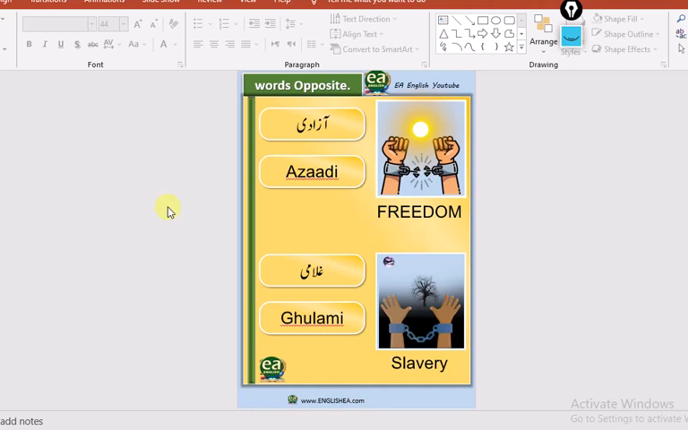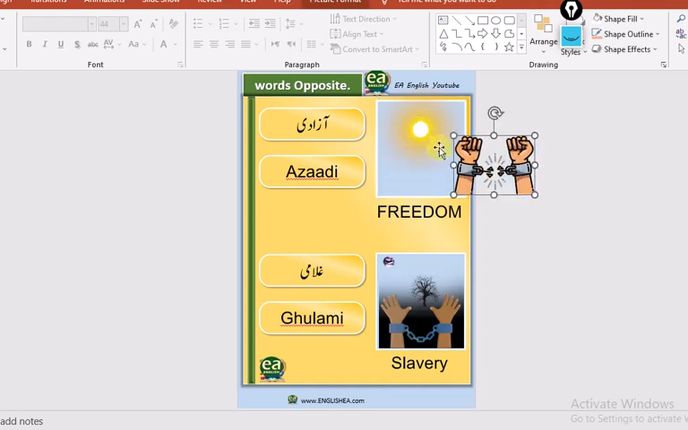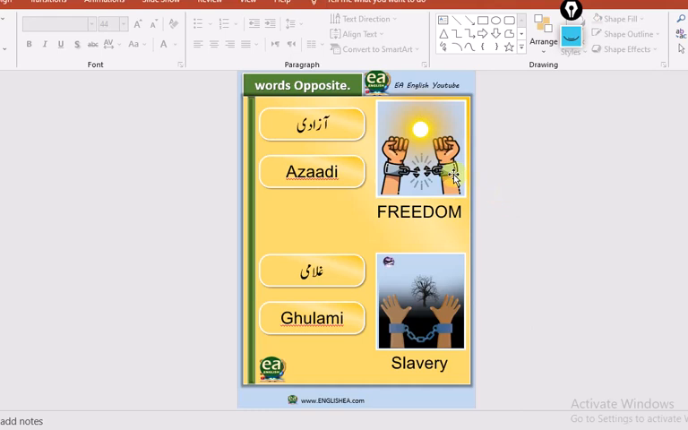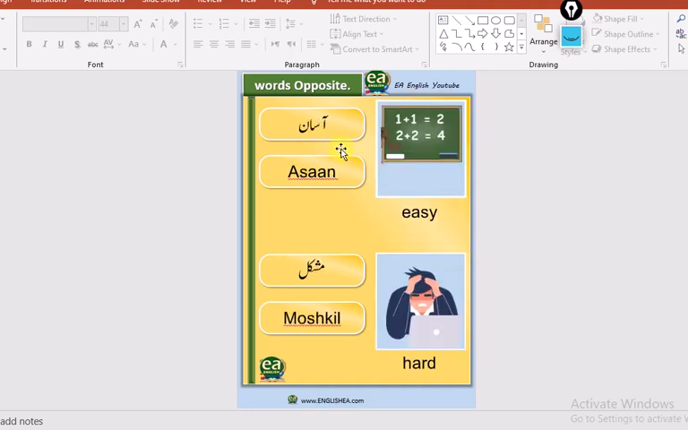Once you have completed those letters, then I will start teaching you words and opposites, which I'm still preparing with all my efforts. Inshallah, you will like it, words and opposites like freedom, slavery. In Urdu, we say Azadi, Gulami, Asan, Mushkil, easy and hard, with a clip art so that you understand the meaning of those. There are a lot of things to learn, but not now, with the passage of time, inshallah.